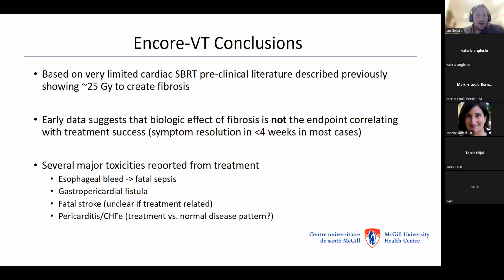So while our early preclinical data suggested 25 gray to create this fibrosis, our early clinical data suggests that fibrosis may not be the endpoint correlating with treatment success. So it's something that's still unclear at the moment. And it's important to note with this 25 gray, there were some major toxicities reported related to esophageal bleed, a gastropericardial fistula, a fatal stroke that I mentioned, and some worsening pericarditis and CHF. Next slide, please.